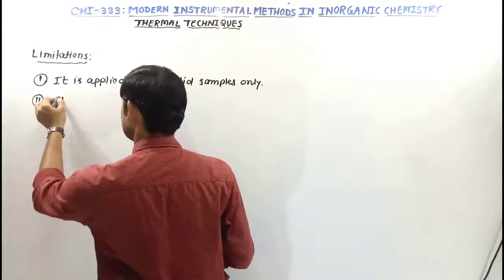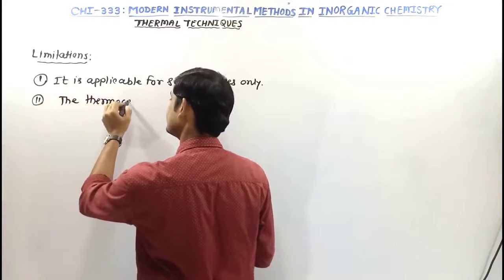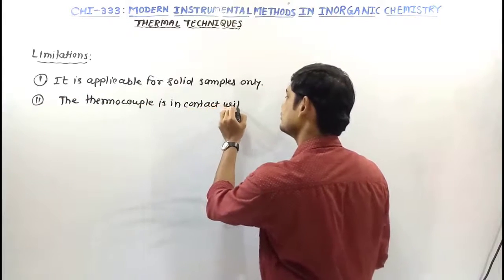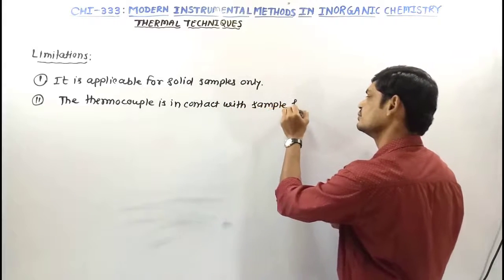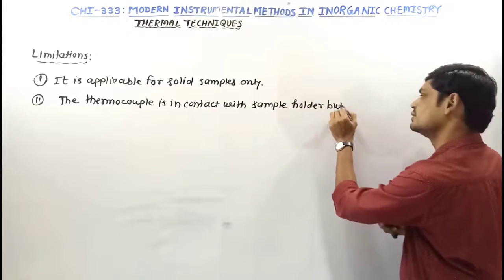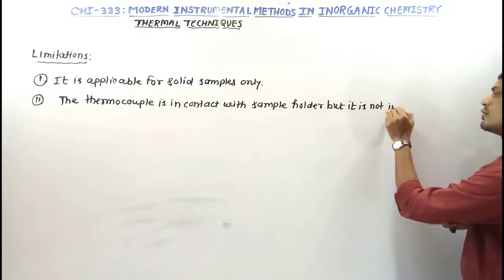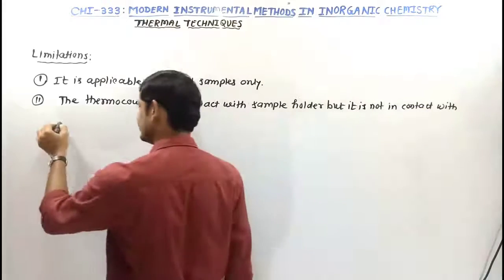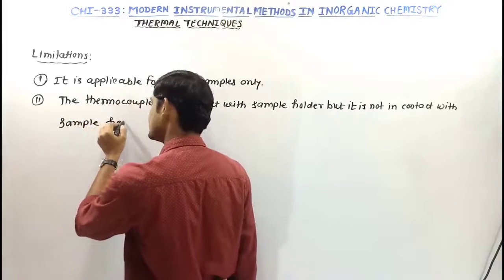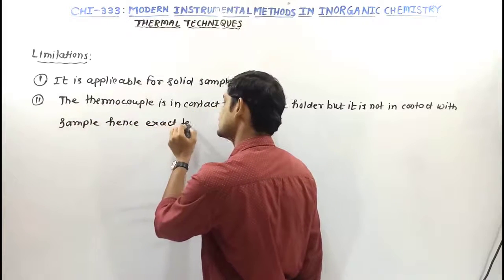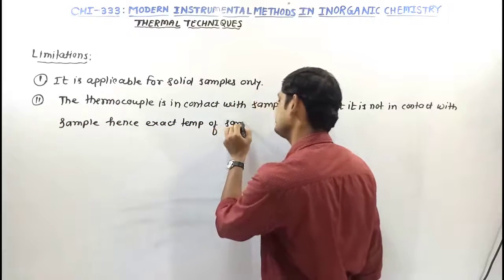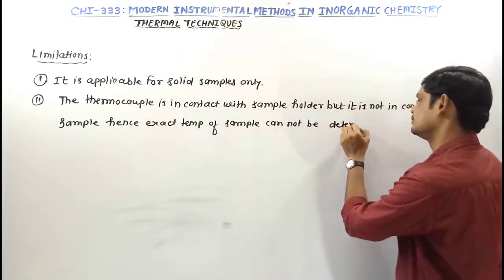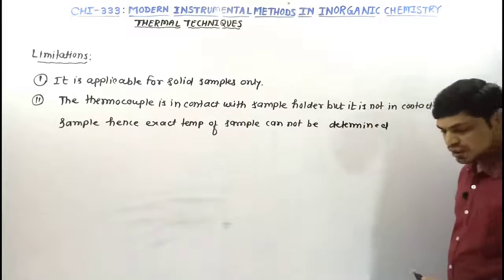The second limitation is that the thermocouple is in contact with the sample holder, but it is not in contact with the sample. Hence, the exact temperature of a sample cannot be determined. So that was an account of the limitations.